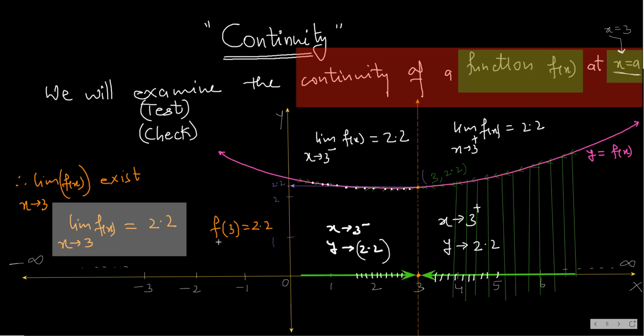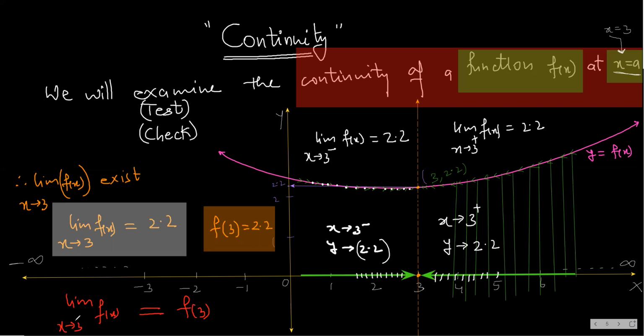So from these two, I understand that limit f of x when x tends to 3 and f of 3 are equal. That is, the number which f of x approaches when x is approaching 3 is equal to the number which f of x assumes when x is equal to 3. They are equal. And when they are equal, we say the function is continuous at x equals 3.